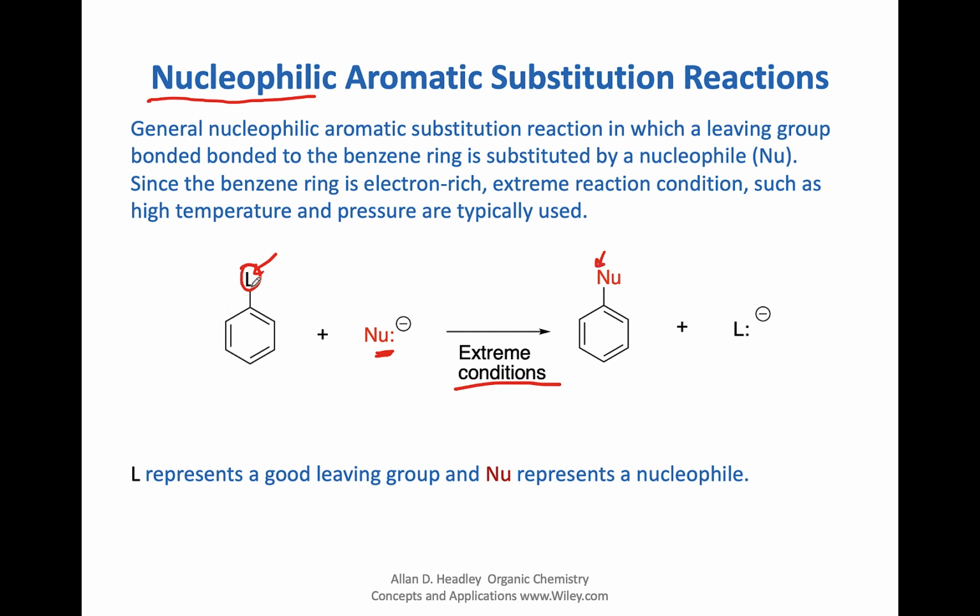Notice that if we have hydrogen, the reaction would not go, because hydrogen is a very poor leaving group. As a matter of fact, extremely poor. So that would not work. You need a good leaving group here, which will leave as a stable conjugate base. So L here is the leaving group, and Nu is the nucleophile. Let's see what's required for this reaction to work.